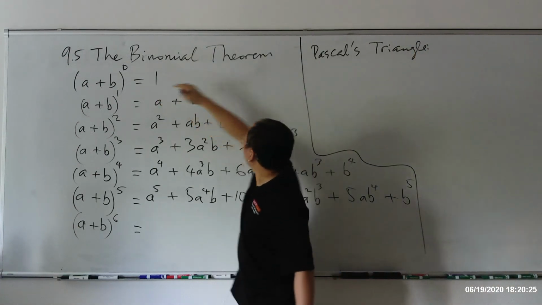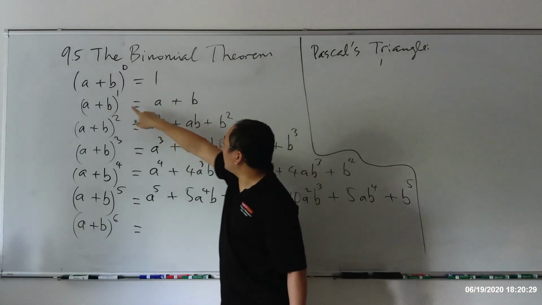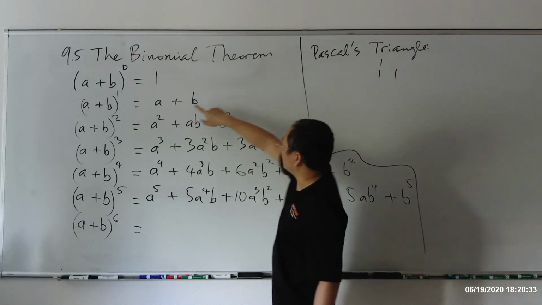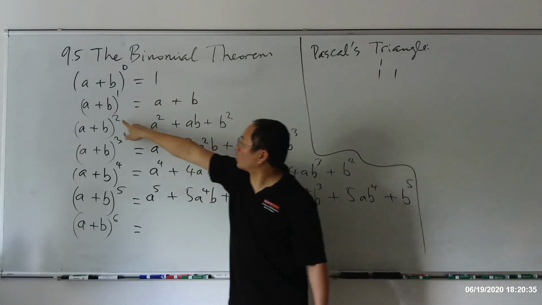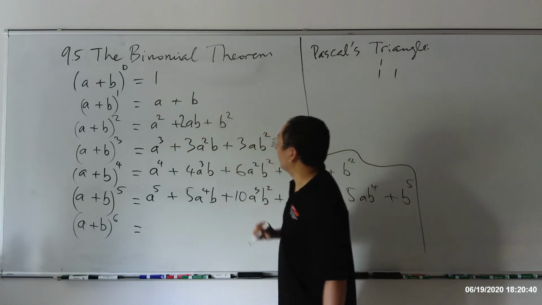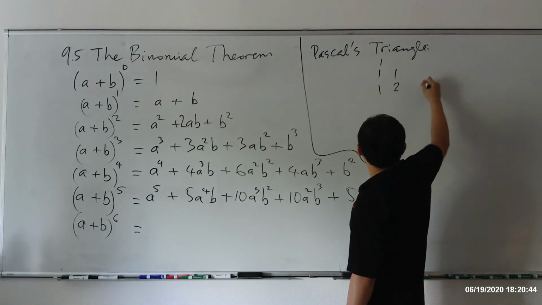So for the first one I got 1. All right. And then for the second equation right here I got 1a and 1b. I'm just talking about the coefficient of numbers. All right. 1, 1. And then for the square thing, I got what? 1a squared, which is 2ab. Oh, I messed up a little. Okay? 1, 2, 1.